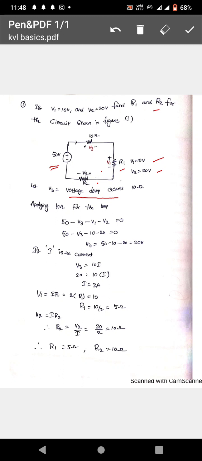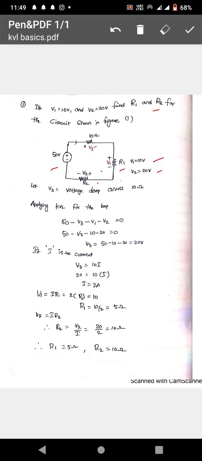Assume that current is flowing in this direction. When current enters at negative polarity and leaves at positive, the 50 volts will be considered as positive 50. Coming to the 10 ohm resistance, there is a fall in potential. The current is moving in clockwise direction, so it is minus V3. Again at R1 there is a fall in potential, minus V1, and at R2 it is also a fall in potential, minus V2. That is how we apply the KVL sign conventions.